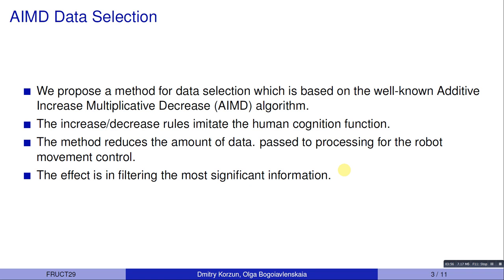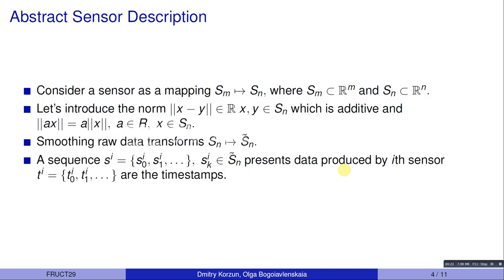The goal of the method is to reduce the amount of data passed to the processing for the robot movement control, so to reduce the load of the fusion models and intelligent modules. And the effect is in filtering the most significant information.